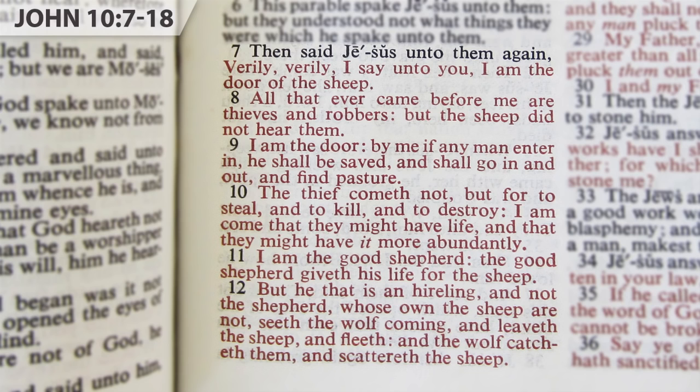I am the good shepherd. The good shepherd giveth his life for the sheep. But he that is an hireling and not the shepherd, whose own the sheep are not, seeth the wolf coming, and leaveth the sheep, and fleeth, and the wolf catcheth them, and scattereth the sheep. Notice that Christ is painting a picture that there are other shepherds. There are other leaders that we give our attention to and that do guide us, but not all shepherds are good.